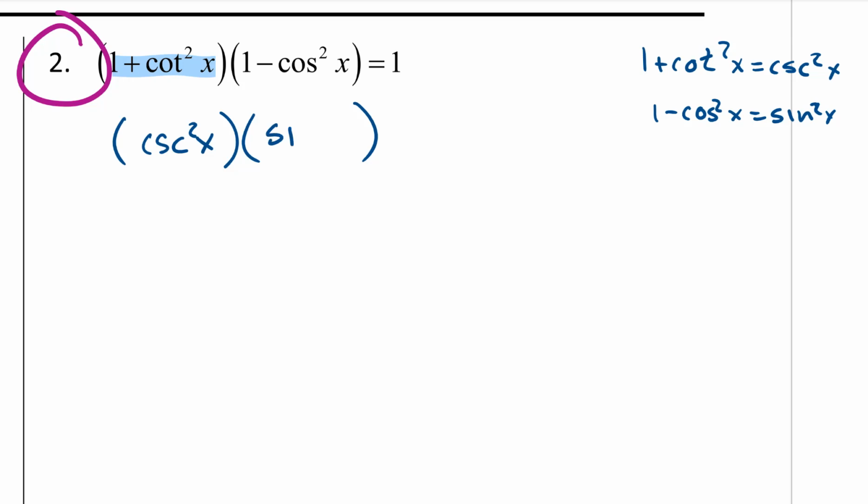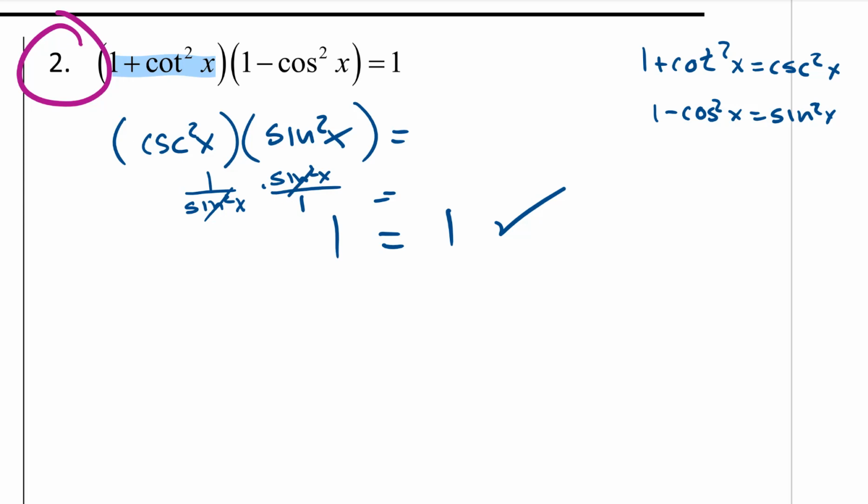Cosecant squared times sine squared. Well, they're reciprocals of each other. When you multiply reciprocals by each other, that equals 1, and 1 equals 1. But it's 1 over sine squared times sine squared. 1 is equal to 1. Beautiful. Let's go to the next.